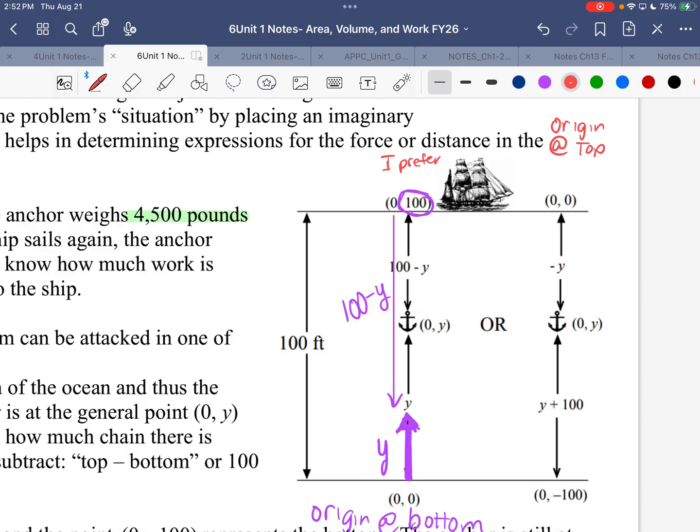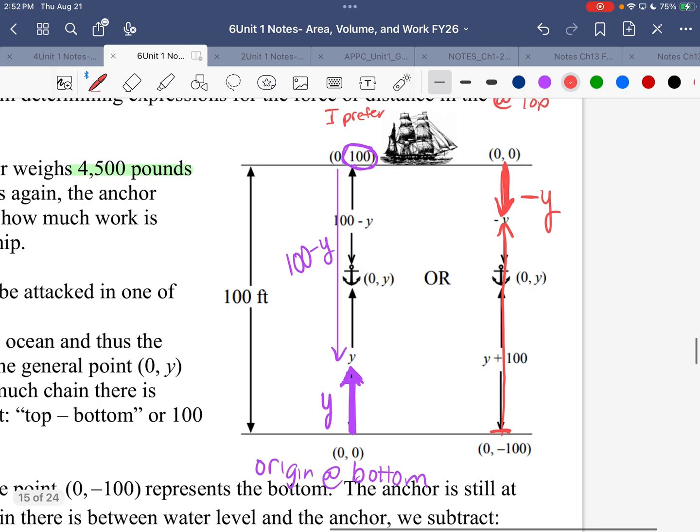If we think of the origin at the top, I think this will make sense for some people, because if 0, 0 is at the top, that's like water level, and as we go down, we're going down y. So y going below sea level is going negative, and the bottom is at negative 100 feet. Coming up, I have to do y plus 100. So go that distance, but in the opposite direction.